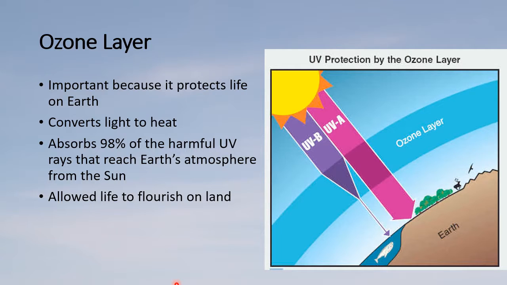This forms our ozone layer, and this is important because it protects life on Earth. It helps to convert light into heat, and it also absorbs 98% of the harmful UV rays that reach Earth's surface from the sun. This is going to allow life to flourish on land.